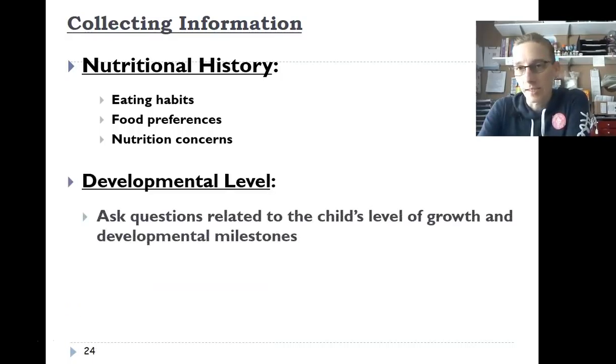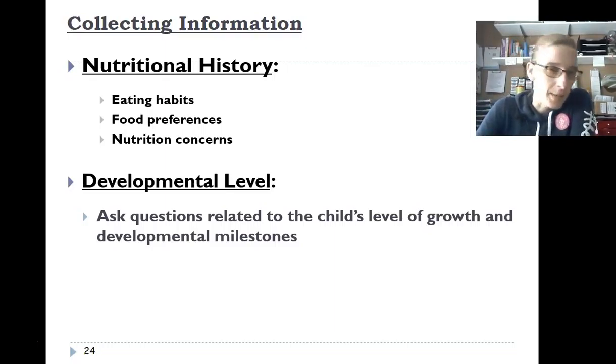All right, you're doing a nutritional history, so their eating habits, food preferences. It does me no good as the nurse to serve my patient spaghetti or mac and cheese, things that most all children love, if you were serving that to my children who do not like pasta. So I need to know this, okay? Nutritional concerns, are they on any kind of special dietary restrictions or dietary modifications?